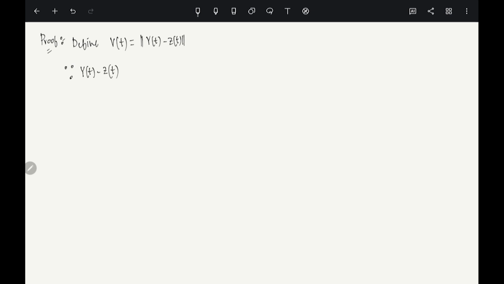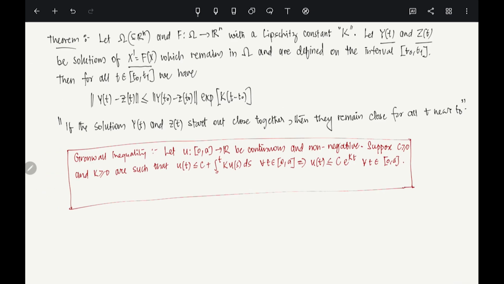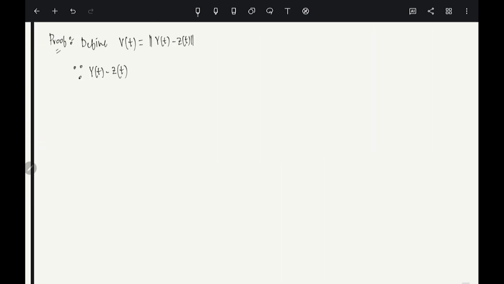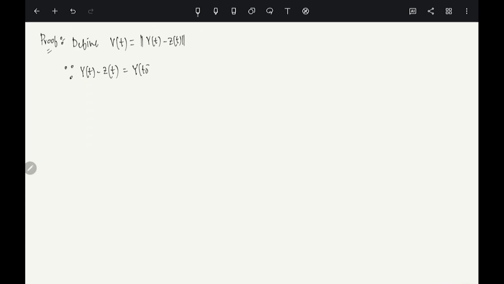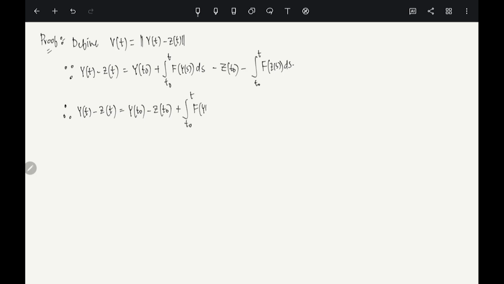Now, y(t) and z(t) are the solutions of the problem x prime equals f(x), so those also satisfy the corresponding integral equations. y(t) is given by y(t0) plus the integral from t0 to t of f(y(s)) ds, and z(t) is given by z(t0) plus the integral from t0 to t of f(z(s)) ds. You remember when we did the Picard theorem, we did the exact same thing. Therefore we have y(t) minus z(t) is nothing but y(t0) minus z(t0) plus the integral from t0 to t of f(y(s)) minus f(z(s)) ds.